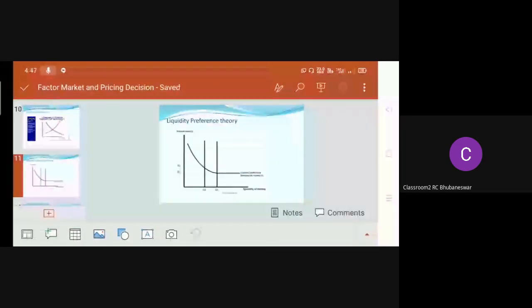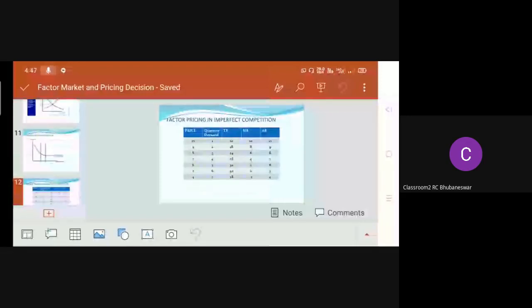Here what happens, the interest rate declines in such a way that the people are not interested to save money in the bank. Okay, this is called liquidity preference theory.